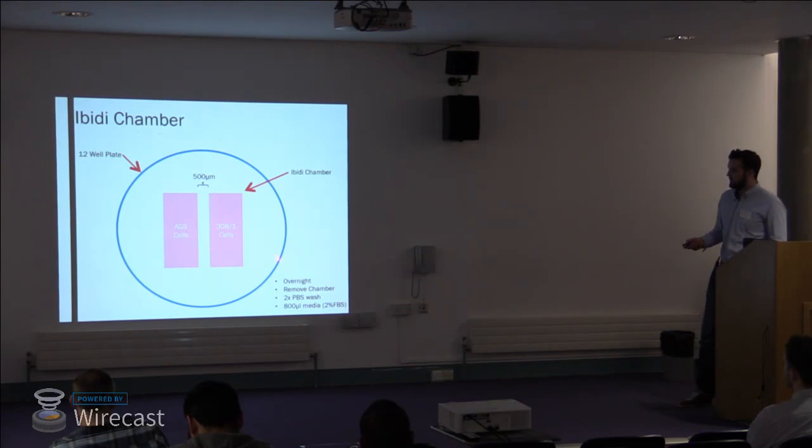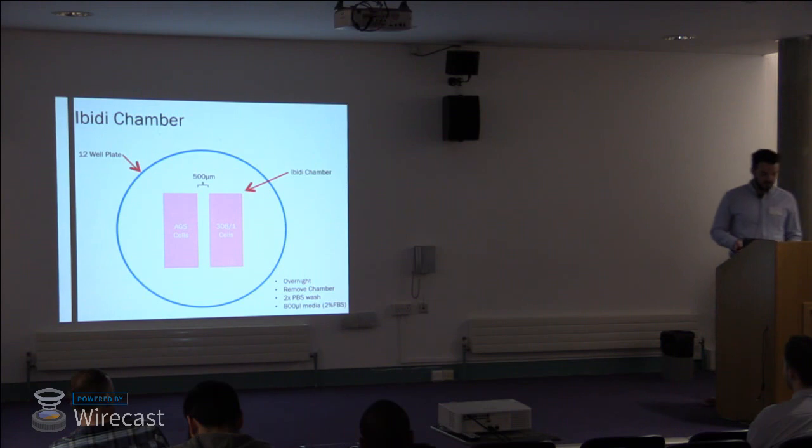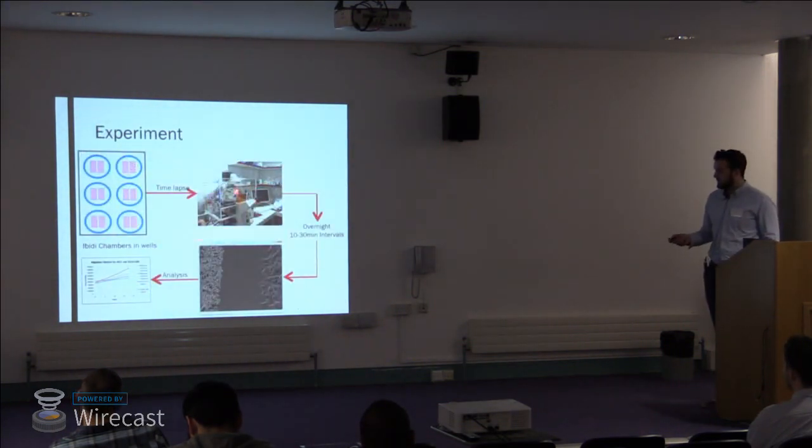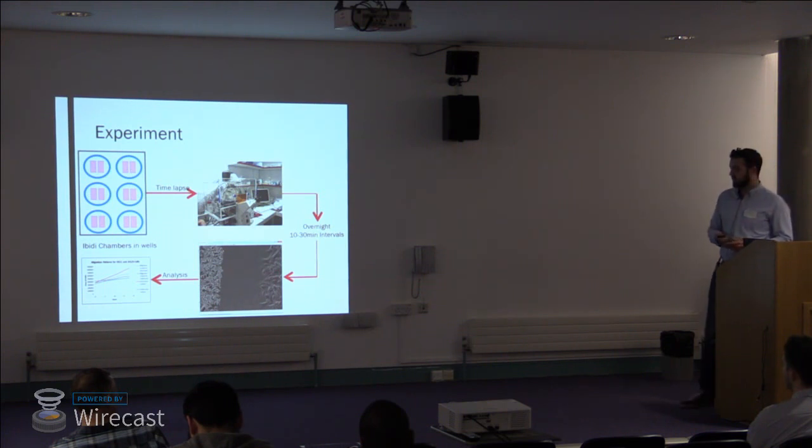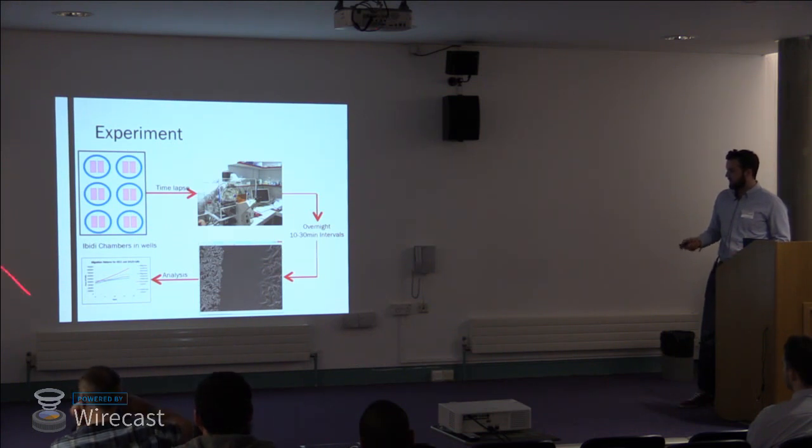We removed the chamber and put it into a time-lapse microscope, which is here. Images were taken every 10 to 30 minutes overnight. The 30-minute images were used to create a video to show the migration, and the 10-minute ones were used so I could track individual cells, because when I used the 30-minute images, it was hard to keep track of individual cells because of the increased migration. And then we were able to plot the data on graphs for analysis.